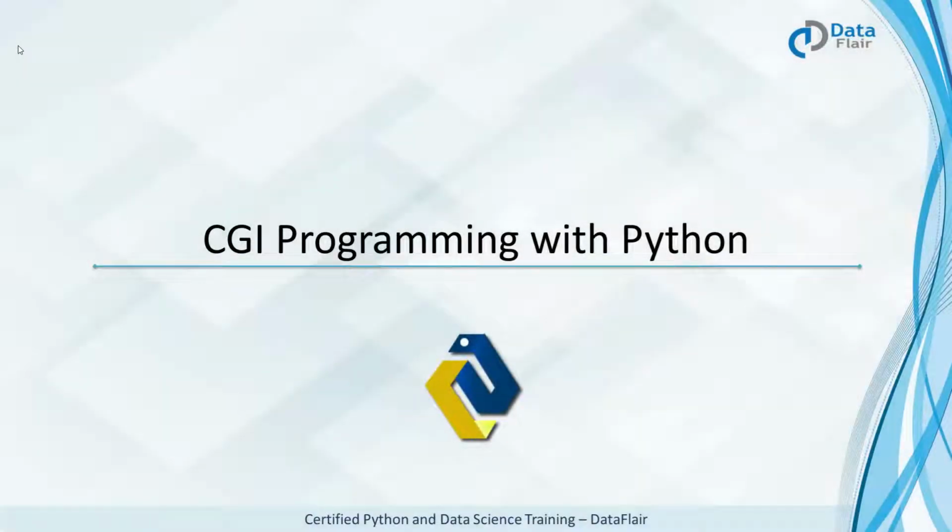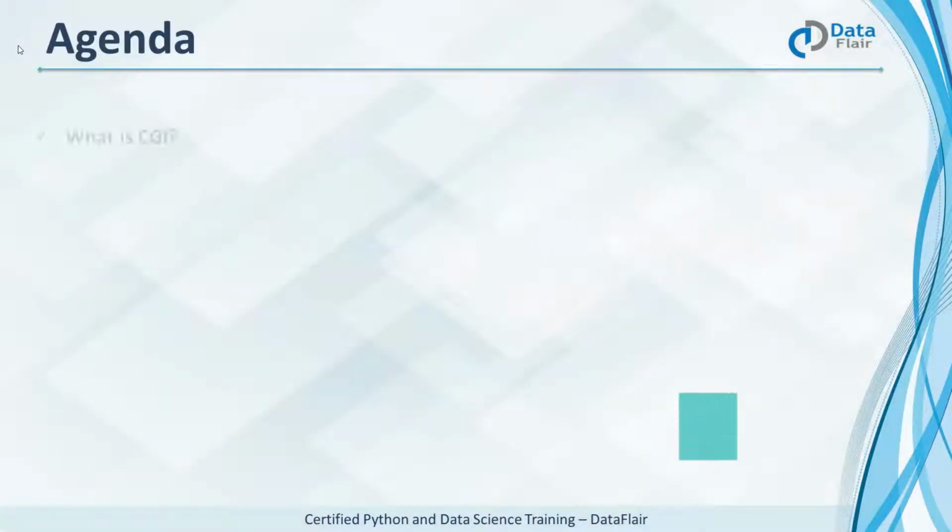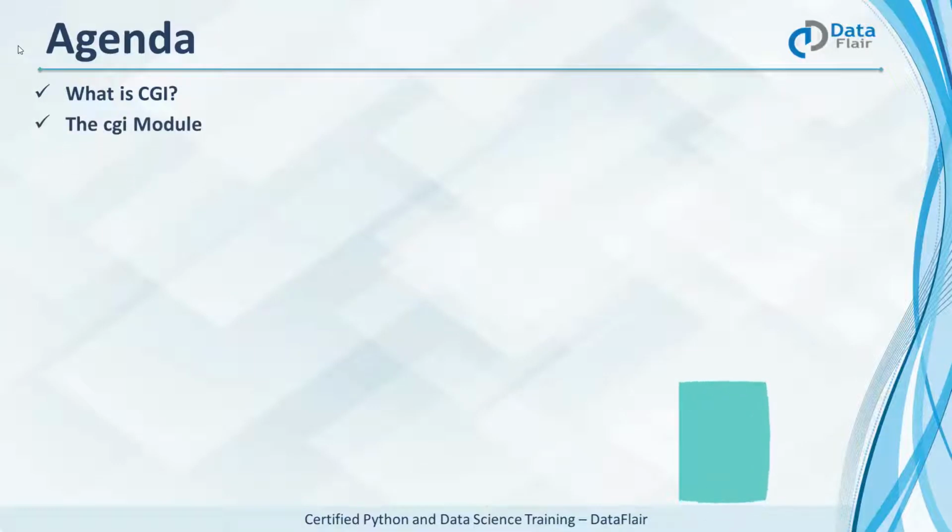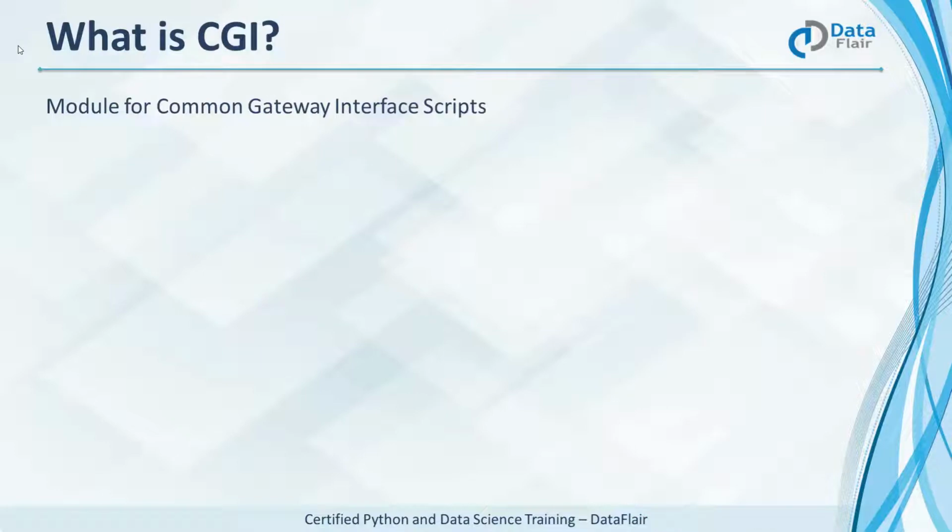CGI Programming with Python. Let's learn about CGI, the CGI module in Python, and discuss some important functions in this module. CGI stands for Common Gateway Interface. Simply put, CGI is a way for a web server to pass a user's request to an application program and forward the received data to the user.